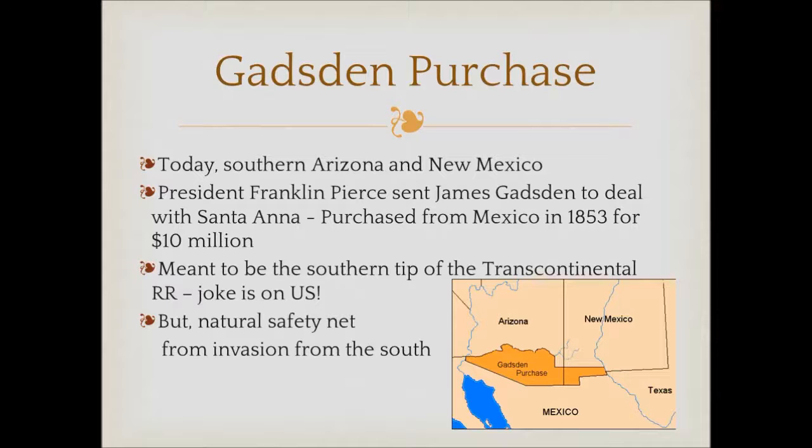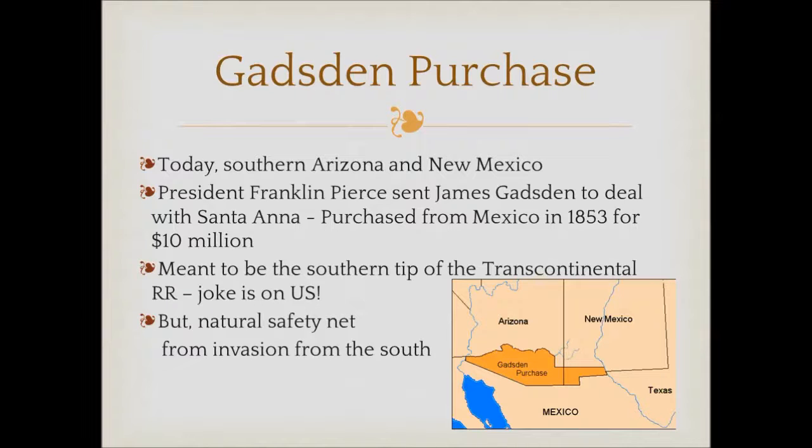It is a horrible place. It's very mountainous. There's no way to put a train line in there. And Santa Anna knew it. So, sure, he took our $10 million and handed the Gadsden Purchase right over to America, laughing on the inside as hard as he could. But it does end up being a safety net from invasion in the South.